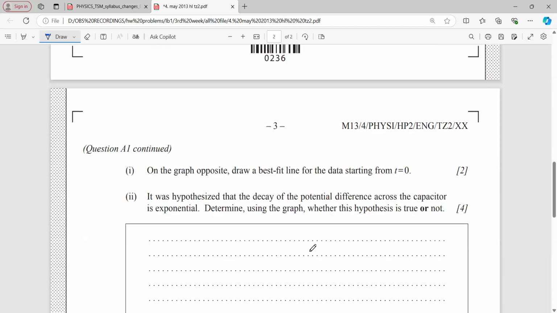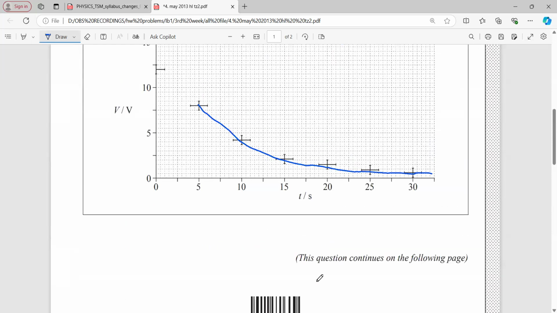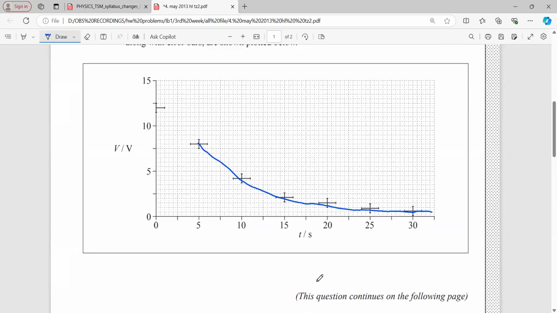It was hypothesized the decay of the potential difference across the capacitor is exponential. Once again, exponential. Determine using the graph whether this hypothesis is true or not. So, what method would you go for finding out whether it's an exponential relationship or not? Okay, so that's what is the question. So, towards it, what you do is, how do you verify something is exponential or not? You will take for equal values.